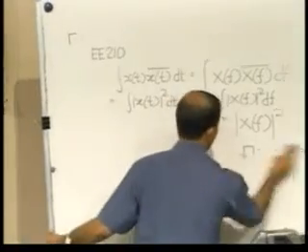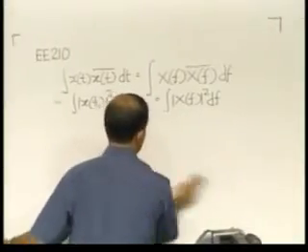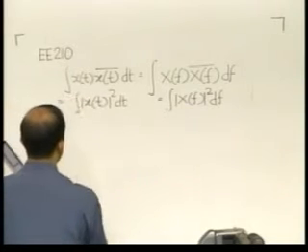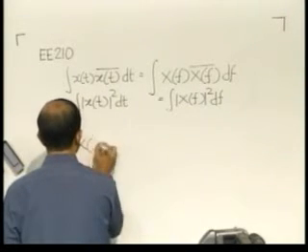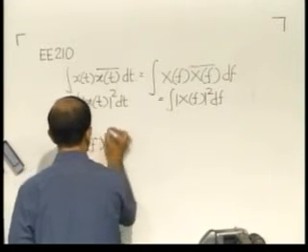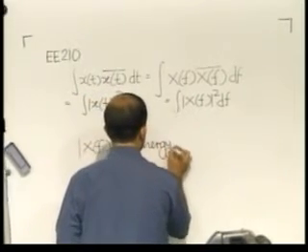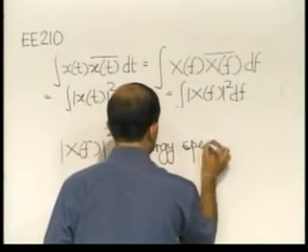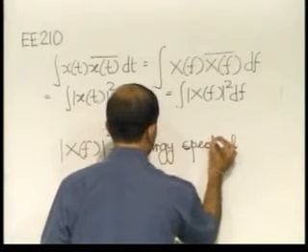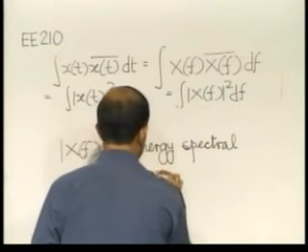Yeah? So we give it a name. We call mod X(f) squared the energy spectral density of x(t).